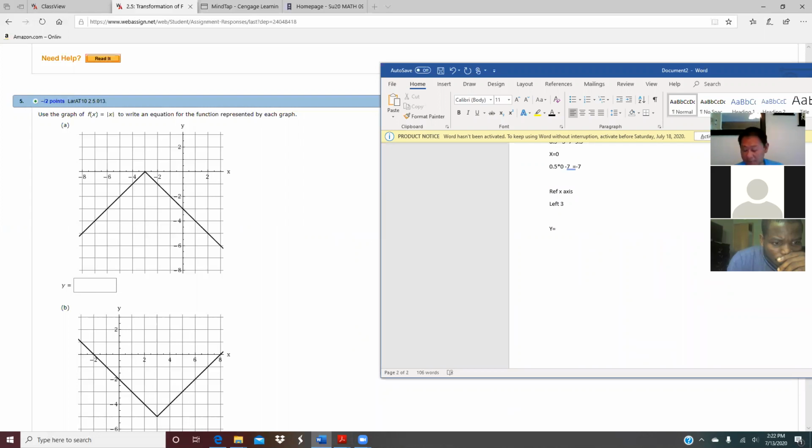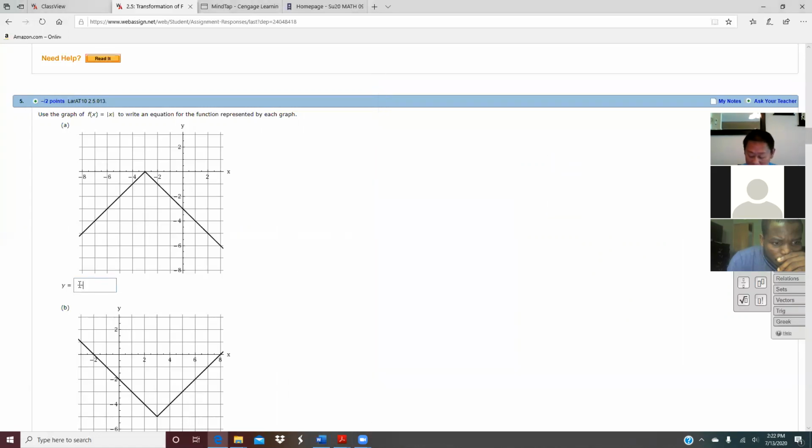Y equals to what? This is something you will get in my test, so that's why you need to know this. So the reflection of x-axis will give you negative, and then absolute value. Left means you have to add 3, x plus 3. So this is the answer for this question. So it's negative absolute value of x plus 3.